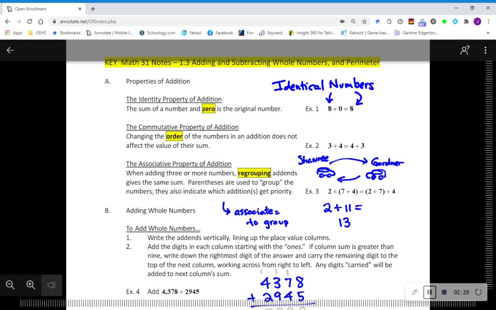But you take the same problem and group it differently, putting the 2 and the 7 together. Instead, you'll get 9 plus 4, and you still get 13. So if it's grouped differently, addition still gives the same answer. That's the explanation of what's called the associative property of addition.